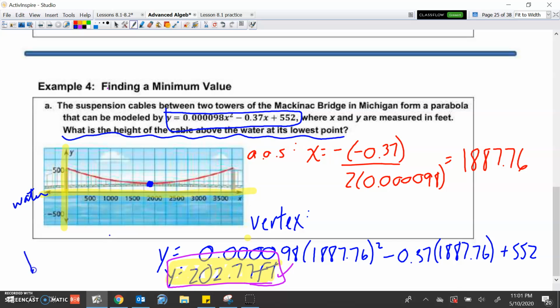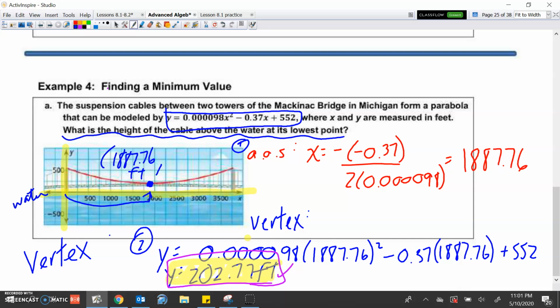So that's another word for vertex. So they just want us to find the vertex. So I actually already did that. Step 1, I found my axis of symmetry. Step 2, subbed it in to find the vertex. So we find that this point is actually 1,887.76. So it's that many feet over.